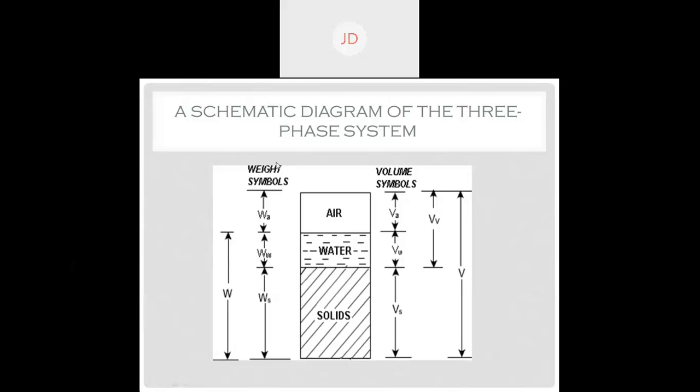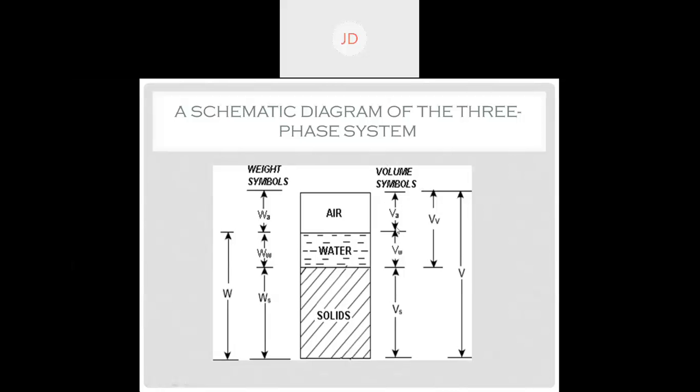Now, here on the left side, you can see the weight symbol. Okay. Now, here on the right side, you can see the volume symbol. That means I'm just representing the weight and volume of different constituents of soil. Okay, I'll start from the volume first.